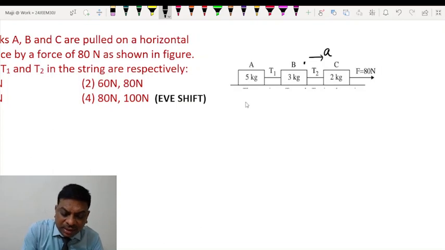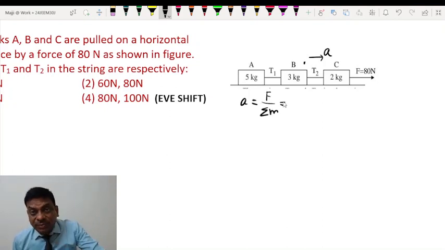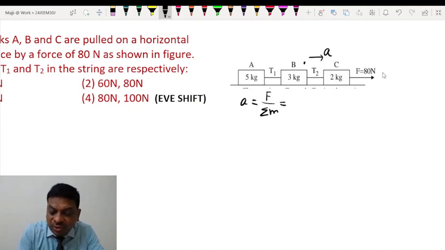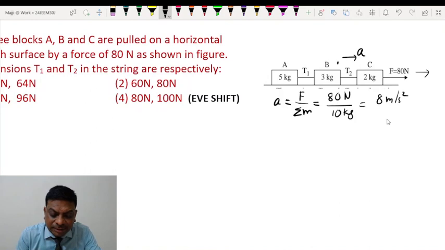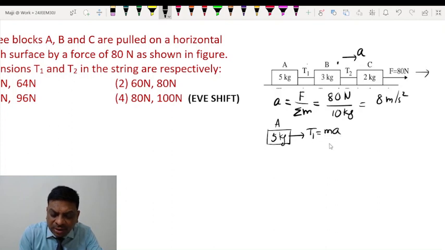So let us find the common acceleration. So common acceleration can be obtained as force upon total mass because all the 3 blocks together will be moving. They will be moving together as a single body. So the only force in the horizontal direction is 80 Newton, whereas sum of all the masses is 10 kg. So the acceleration is 8 meters per second square. Is it students? So each of the 3 blocks will be moving with this acceleration. Right. Then if you want to know T1, let us draw the free body diagram of A. As you can see, T1 is the only force acting on the block A. So apply Newton's second law, I can write force is equal to mass into acceleration.